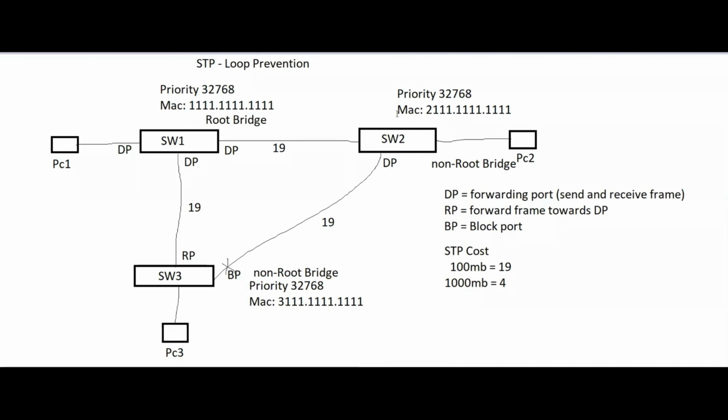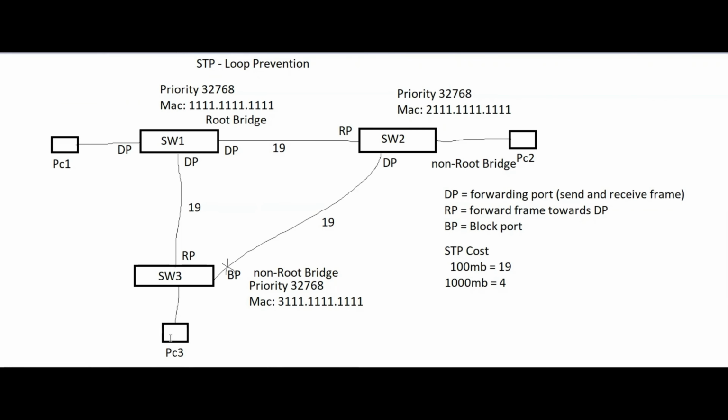After that, from switch 2's point of view, it needs to send traffic to switch 1. So this one will be RP, because RP forwards the frame towards DP. And every non-root bridge, this is a non-root bridge, has at least one port that needs to be RP. So in this way, switch 3 will be able to send traffic via this link, and switch 2 will send traffic via this link. And in this way, there will be no loop in the network.